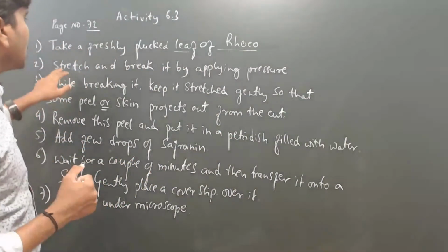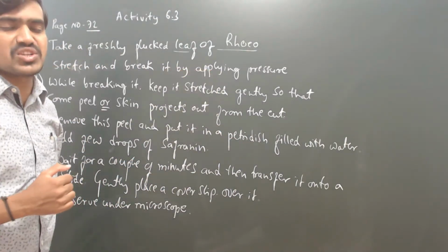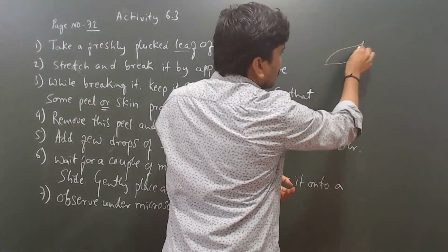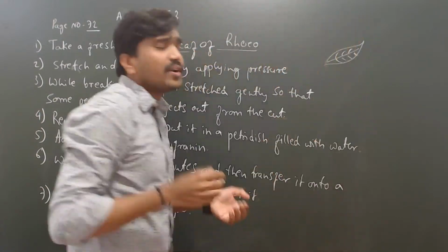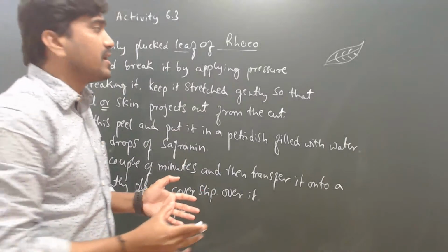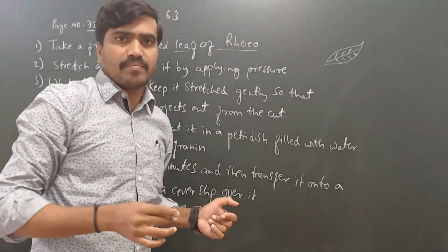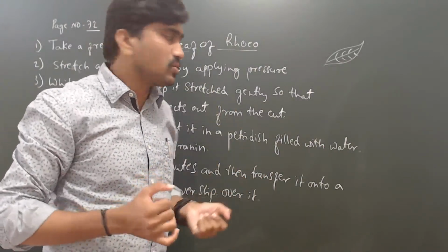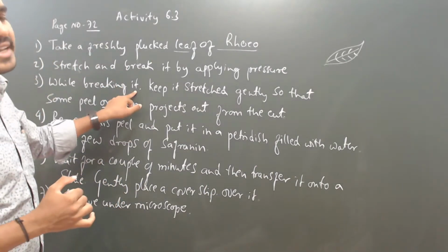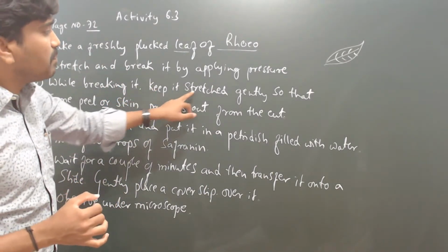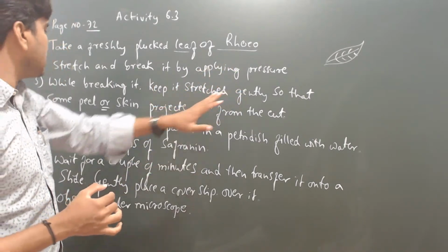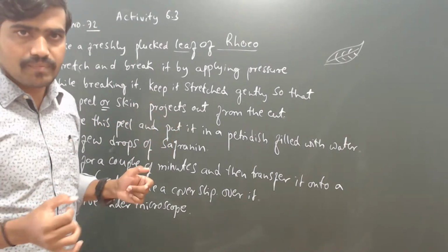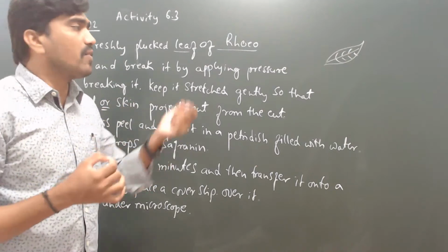Now, stretch and break it by applying pressure. Why? Because after taking a leaf, by applying pressure we are stretching it and breaking it. We need to break the leaf because we need to observe the cells. Now, third step: while breaking it, keep it stretched gently. Because of what reason? Some peel or skin projects out, and we need a peel or skin of this.